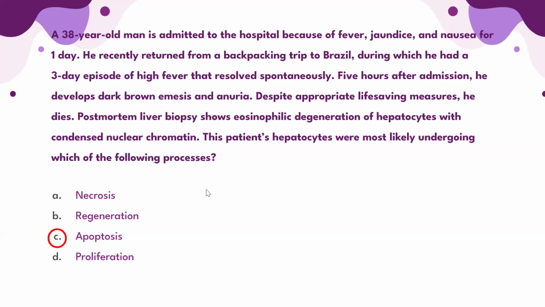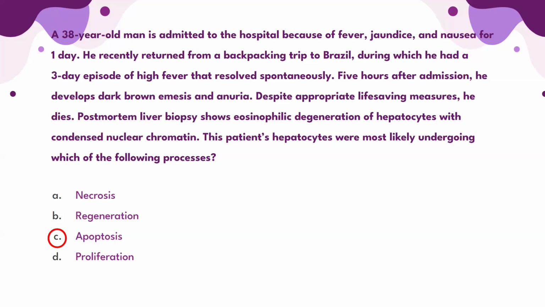Eosinophilic. Yes, that's one of the things that gives it away. So the fact that it's eosinophilic, degeneration, and there's condensed nuclear chromatin. Eosinophilic means the cells are very dark pink, and that happens when the cell shrinks down. We know that we're talking about shrunken cells rather than cells that have ballooned up, and we're not talking about any sort of inflammation. If this was necrosis, they probably would have also mentioned that there were neutrophils and macrophages in the area, that there's lots of inflammation going on.